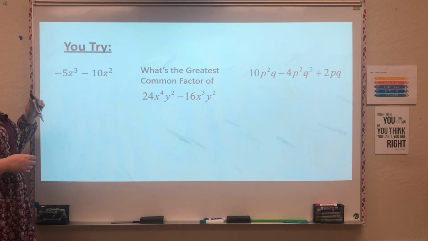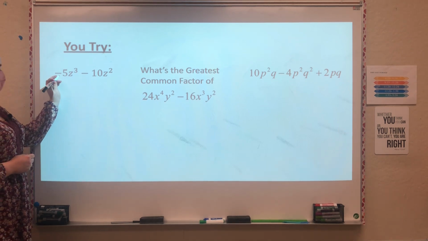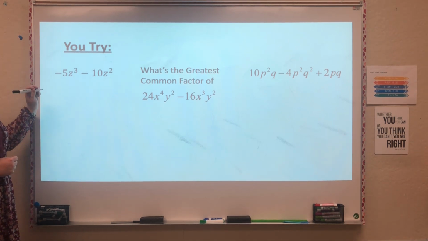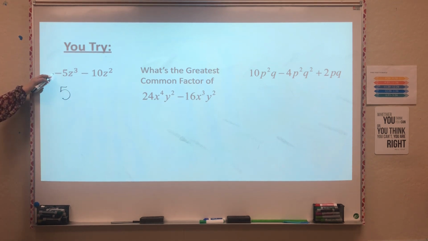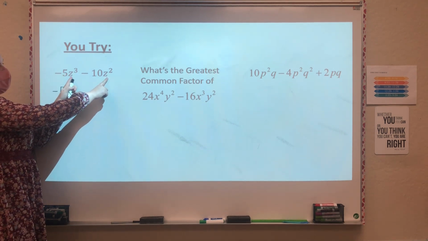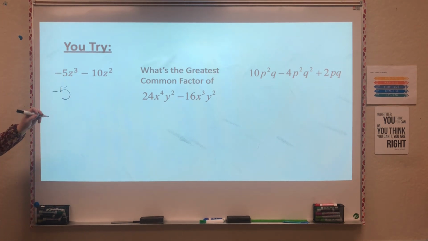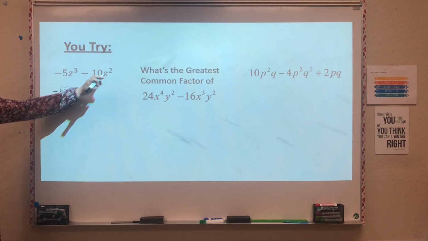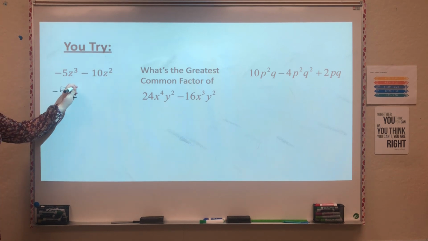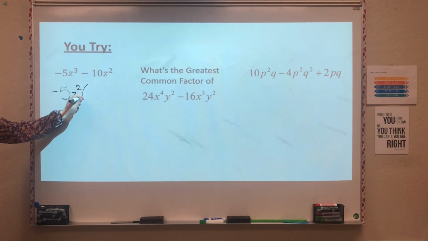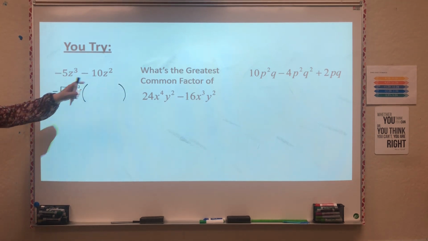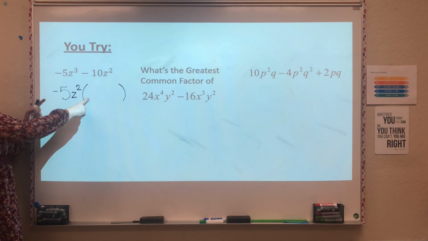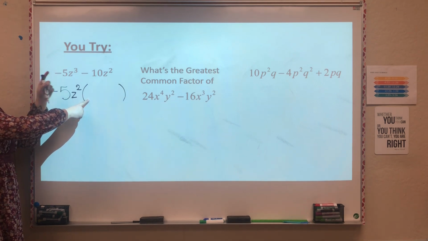So if you are at home for this first one, you want to find the greatest common factor of 5 and 10, which would be 5, because this first term is negative. That means our GCF will be negative. When we look at our variables, they both have at least 2 z's. I'm going with the smaller exponent, so that'll be z squared. When I ask myself, what do I have to multiply that by to get here? Negative 5 times 1 gives me negative 5.